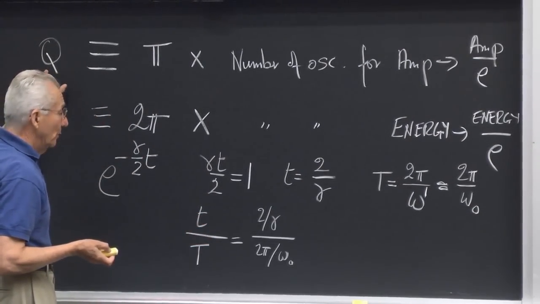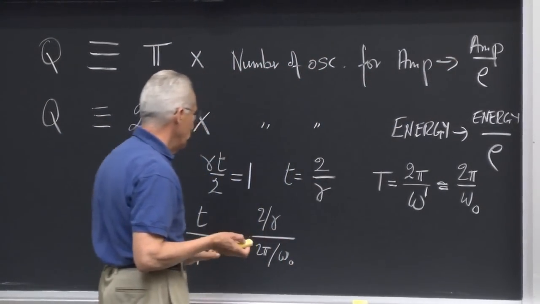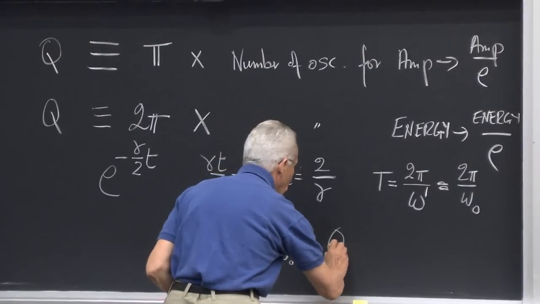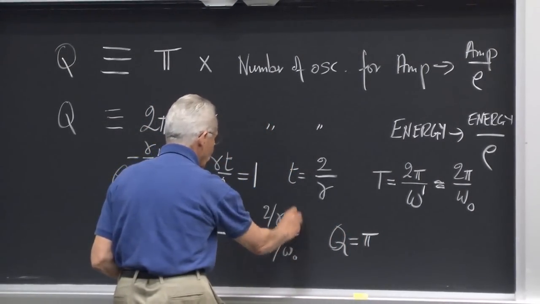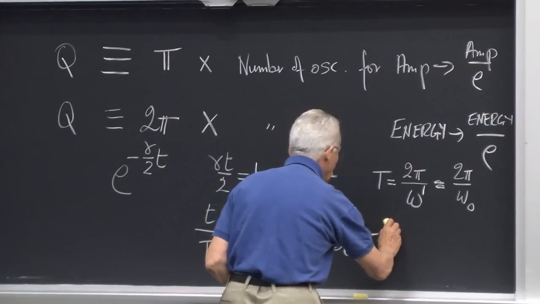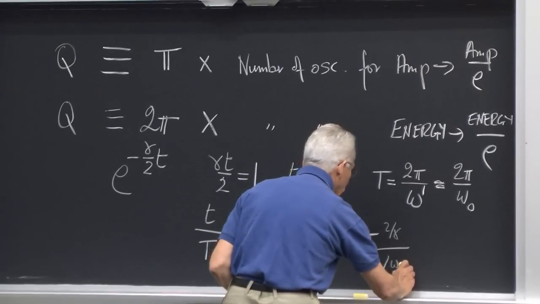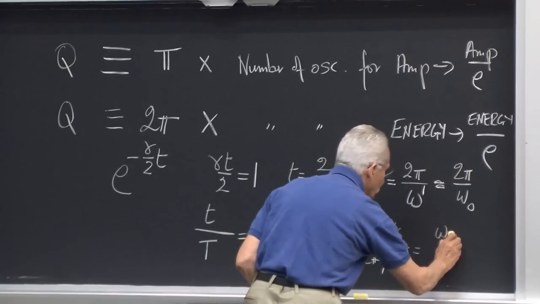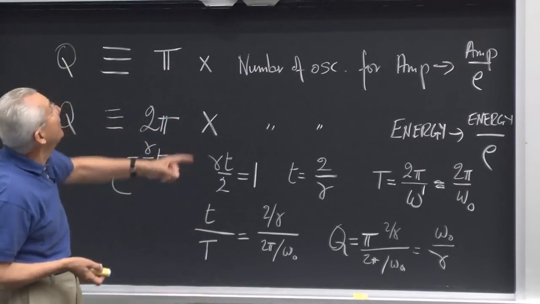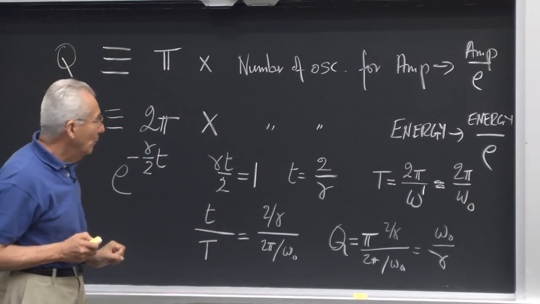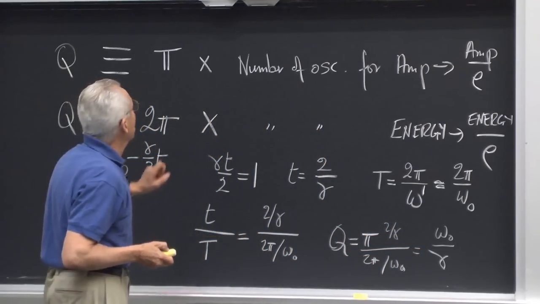So the Q will be pi times the number of oscillations for the amplitude to drop by 1 over e. So the Q will be equal to pi times this quantity, which is 2 over gamma divided by 2 pi over omega 0, which is equal to omega 0 over gamma. So the quality of this particular oscillator will be equal to omega 0 over gamma.